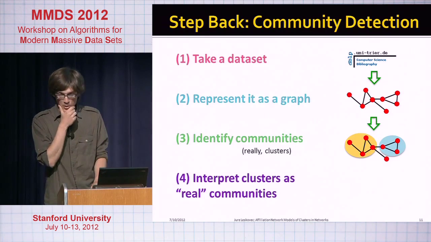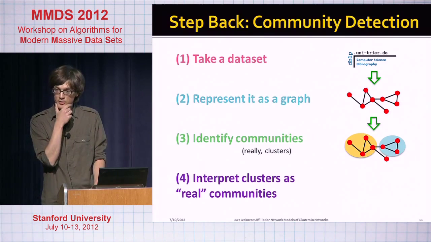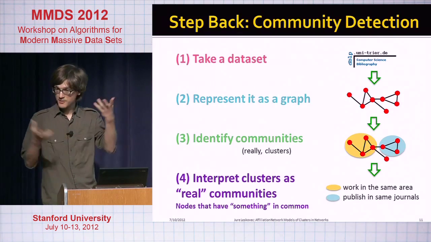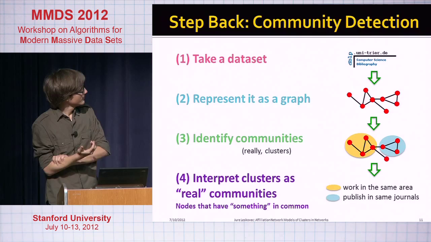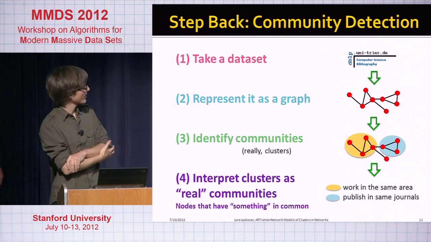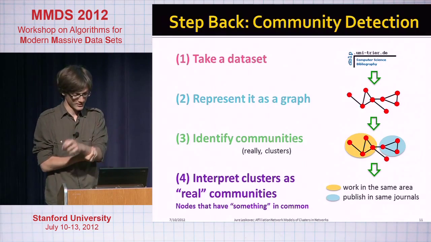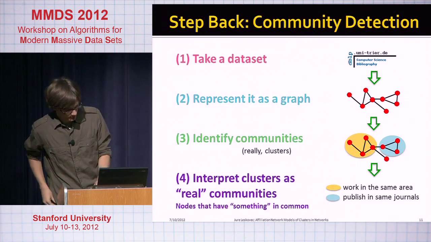And really, the problem is in this fourth step, where you have to manually examine and try to argue that your method makes sense, right? In this particular case, if I work with the DBLP network, I could argue that my communities correspond, for example, to people that work in the same area or to people that publish in the same journals and so on, right?